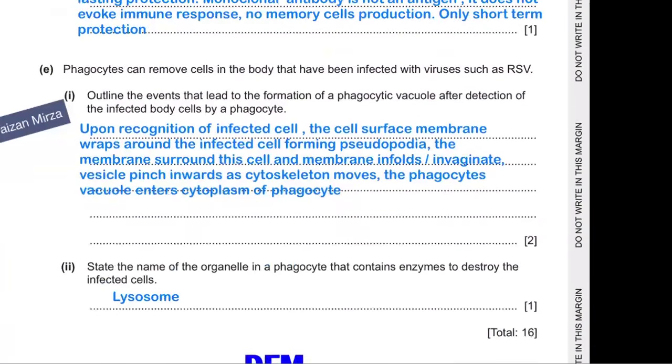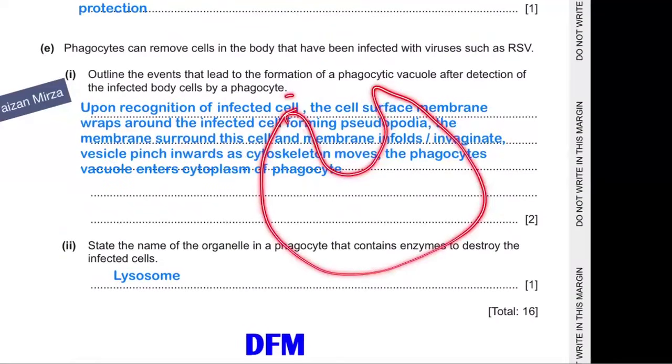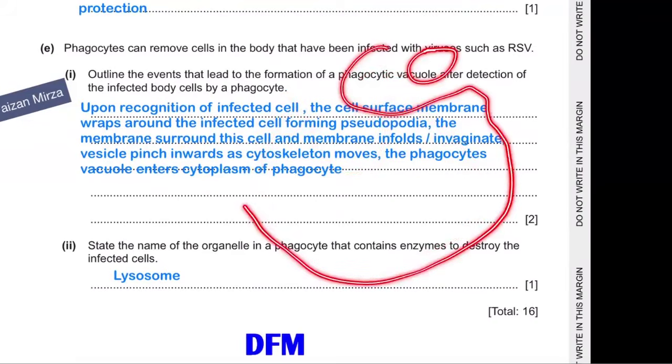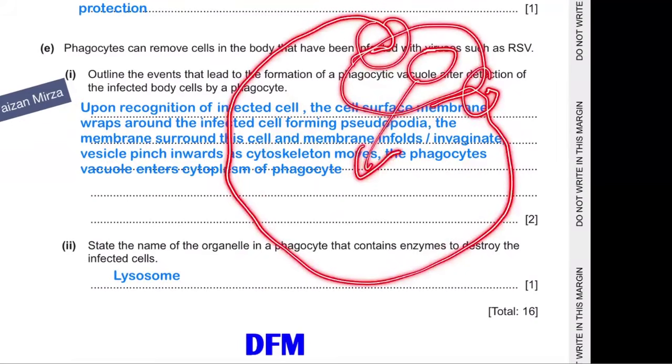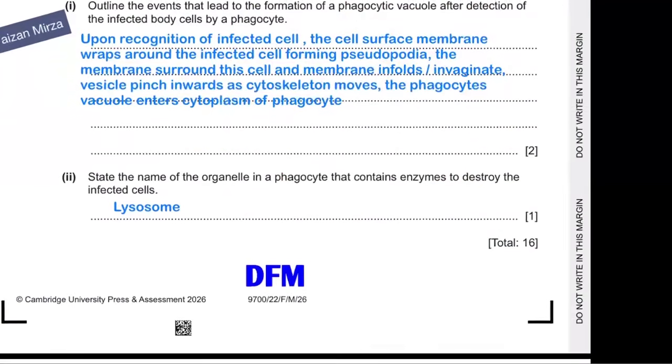Phagocytes can remove cells from the body that have been infected by a virus such as this. Outline the events that lead to the formation of a phagocytic vacuole. So upon recognition of an infected cell, the cell surface membrane wraps around the infected cell, forming pseudopodia. Pseudopodia are structures that form like this. The cell produces a mouthpart, engulfs it and pulls it in. The membrane invaginates, the vesicle pinches inward, the cytoskeleton moves, and the phagocytic vacuole enters the cytoplasm of the phagocyte.